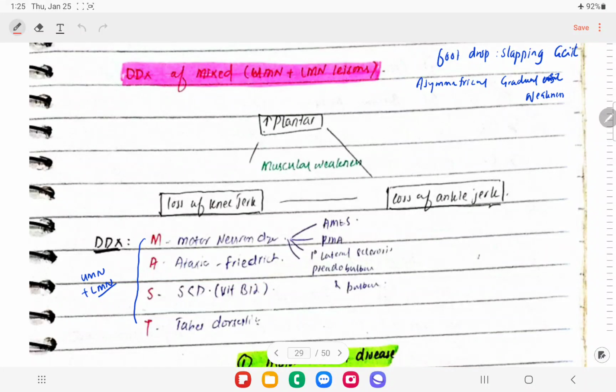Bismillahirrahmanirrahim. So today we're going to discuss the differential diagnosis of mixed upper and lower motor neuron lesions.